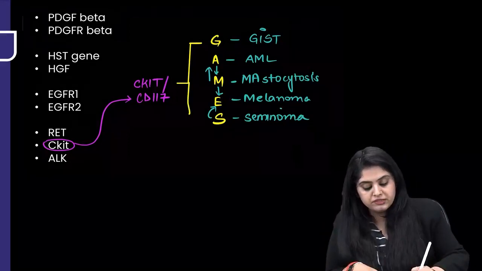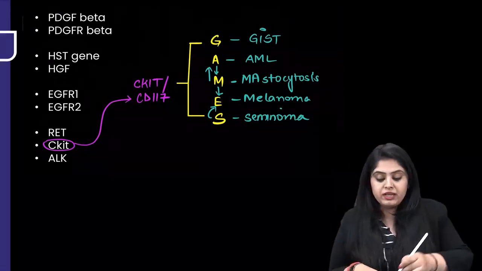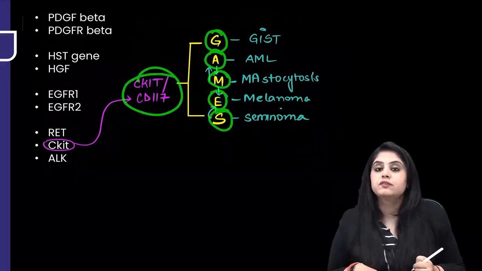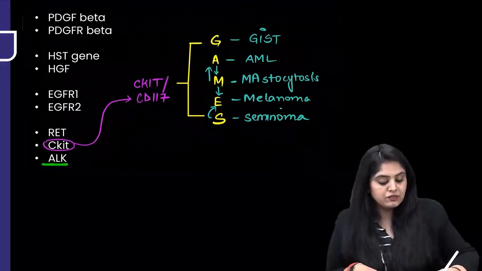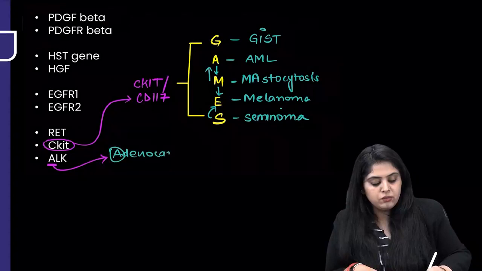These are all the tumors that are going to be affiliated with kit, C-kit. So remember, whenever you go to play a game, you are always going to carry a kit along with you. Okay? Now coming to the last one, that is ALK. Again, A for A, guys. This is associated with A for adenocarcinoma lung.